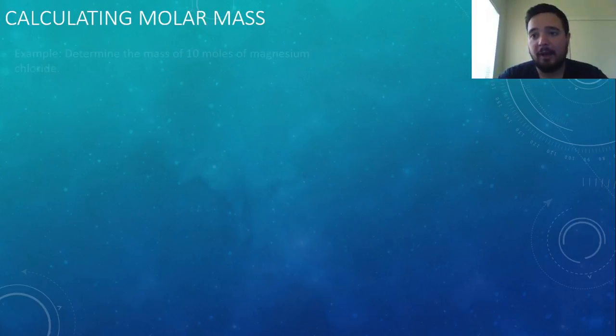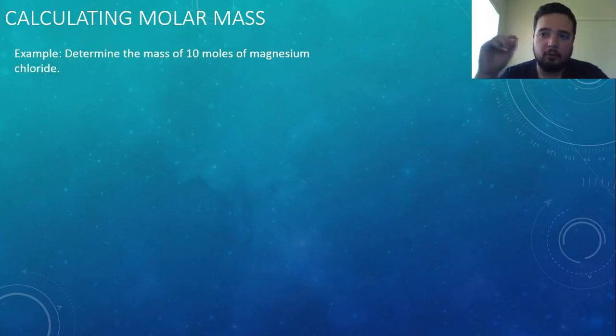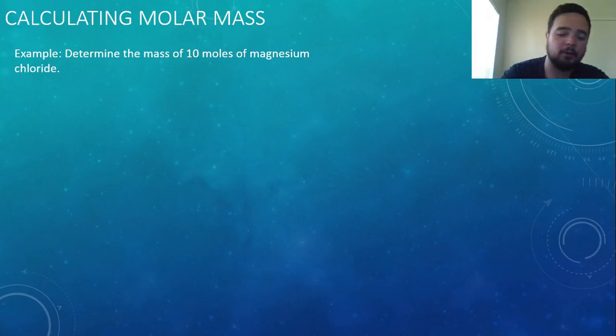So, calculating the molar mass. To determine this, we're going to just do an example. I want to break this down step by step for you. I want to determine the mass of 10 moles of magnesium chloride, which is where bonding comes in. If you read magnesium chloride and you have no idea what that means, you need to go review your bonding immediately, because this is where bonding starts to become very, very important.